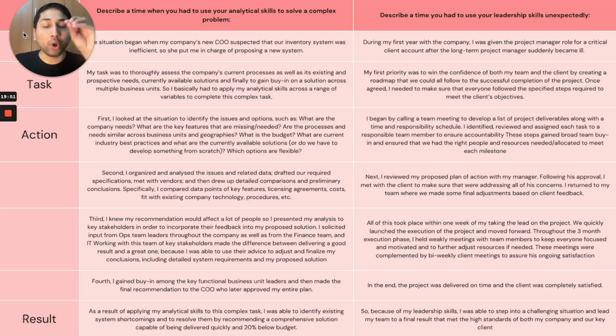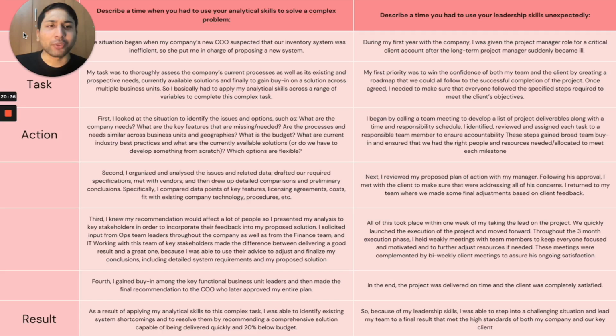In this case, you will see it's always I and not the team. Right. I began by calling a team meeting to develop a list of project deliverables along with the time and responsibility schedule. I identified, reviewed, and assigned each task to a responsible team member to ensure accountability. These steps gained broad buy-in and ensured that we had the right people and resources allocated to meet each milestone. Again, the core question was leadership skill, and this part is showing leadership skill. That I, as a leader, took initiative and started with the very basic thing of calling a team meeting and assigning tasks to everyone according to their capability.